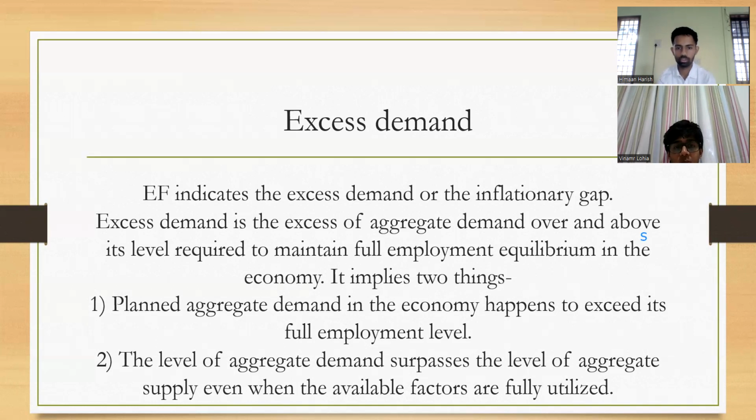So demand is more than the supply here. Aggregate demand is more than supply when the available factors are utilized. And the level of aggregate demand also exceeds the full employment level. Excess planned demand: aggregate demand in the economy happens to exceed its full employment level.